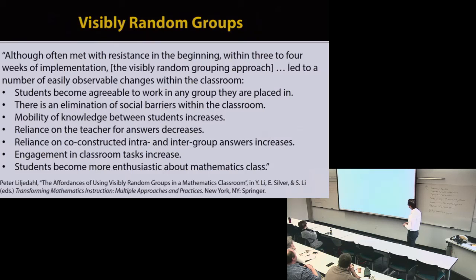Although we met with some resistance in the beginning, within 3 to 4 weeks, the visibly random approach led to these things. Students become agreeable to work in any group they're placed in. There is an elimination of social barriers within the classroom. Mobility of knowledge between students increases. Reliance on teacher for answers decreases. Reliance on co-constructed intra and inter-group answers increases. Engagement increases. Students become more enthusiastic. I don't know, that seemed kind of cool to me.